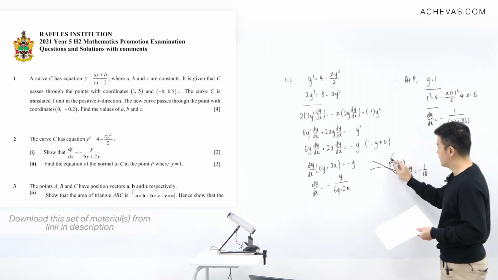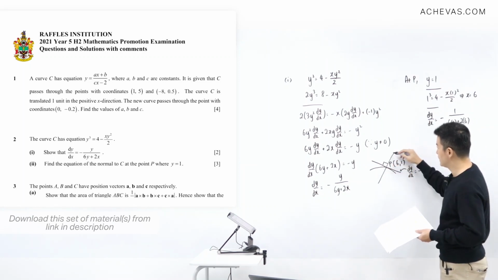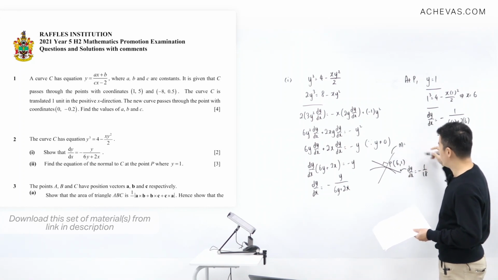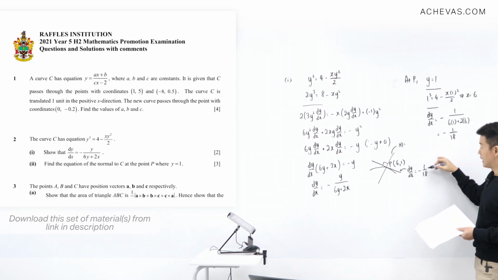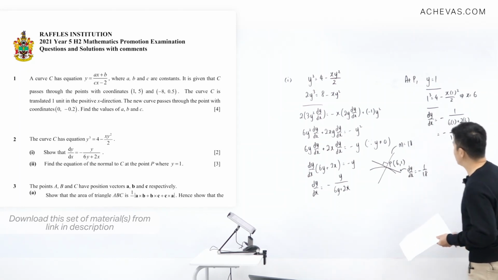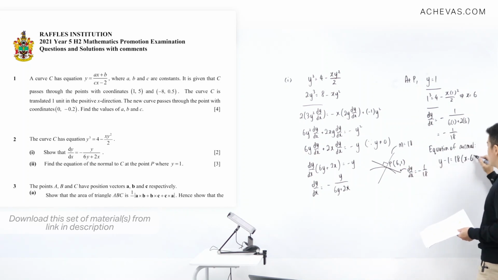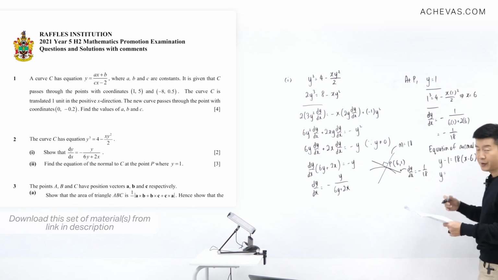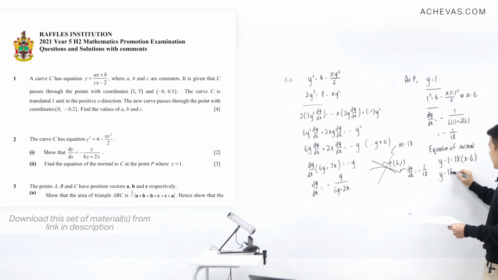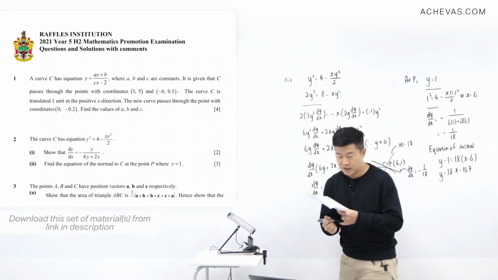And the question is asking us about the normal, which is 90 degrees to this, which means that the gradient of the normal is going to be the negative reciprocal of negative 1 over 18. So the gradient of the normal is going to be equal to 18. So this will help us to find the equation of the normal, which is going to be y minus the y coordinate is equal to the gradient of the normal, which is 18, times x minus the x coordinate, which is 6. I can definitely rearrange this into the form of y is equal to mx plus c, and that will be 18x minus 107. Okay, this is question number 2.